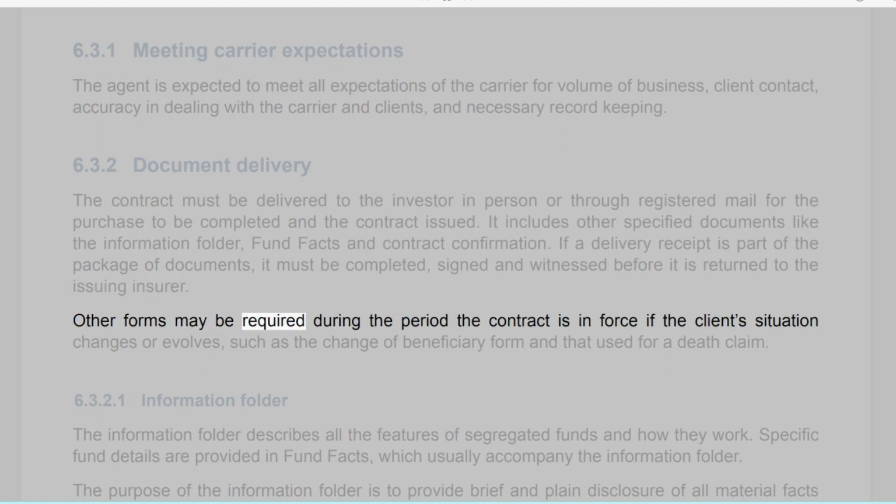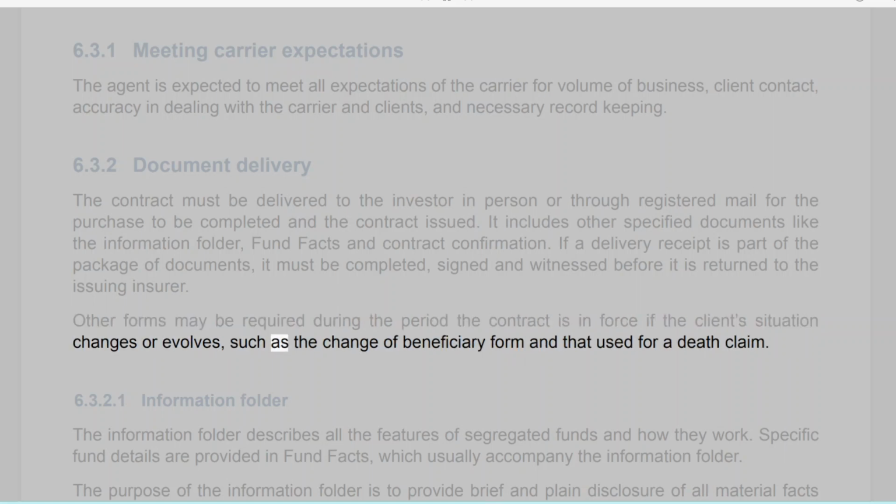Other forms may be required during the period the contract is in force if the client's situation changes or evolves, such as the change of beneficiary form and that used for a death claim.